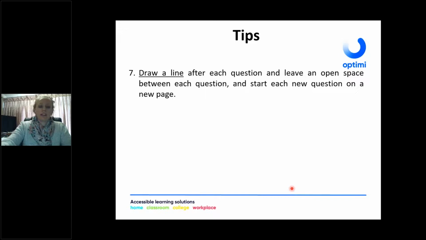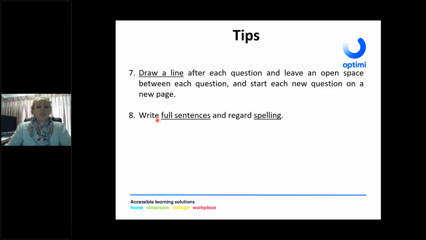Okay, if we look at the next step, it says to draw a line after each question and leave open spaces between each question and start each new question on a new page. So say for instance, it's question 1, then you start question 1 on a new page, you answer everything for question 1, but you leave, for instance, a line open between 1.1, 1.2, so that the marker can clearly see what question fits what answer. So there's no confusion about which answer you've given to which question.